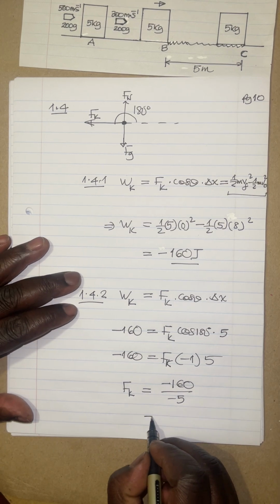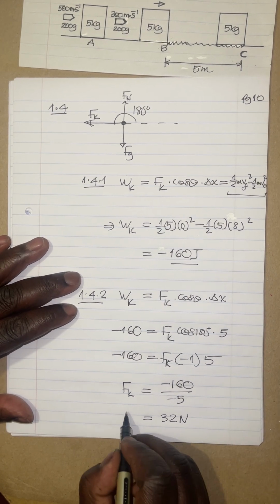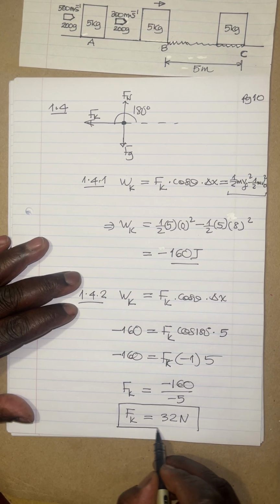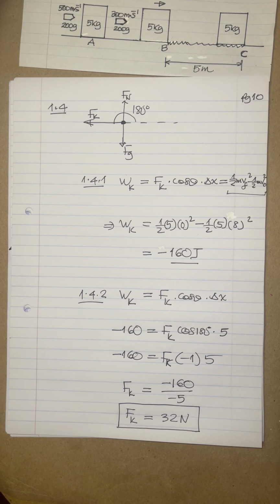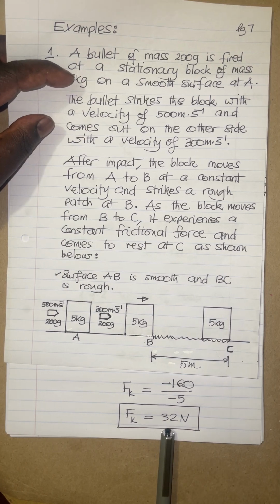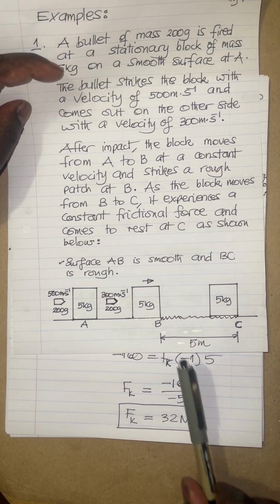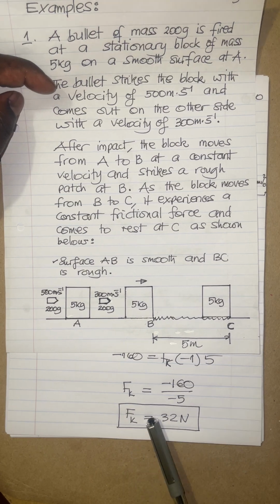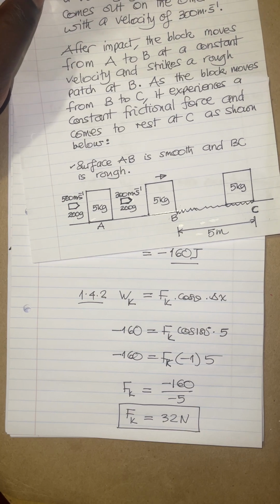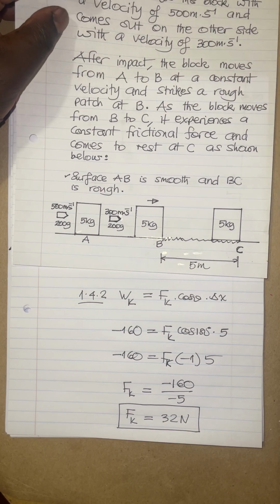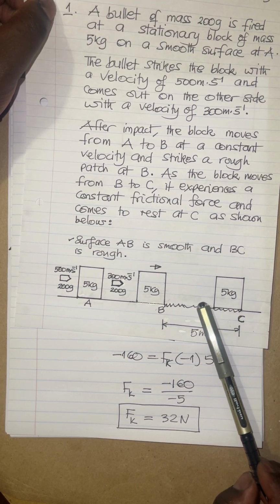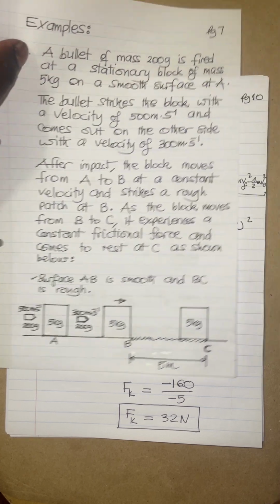So this is actually 32 newtons. Remember, the question is asking us for the magnitude of frictional force. We're not interested in direction, so this is our answer. That means as this block moves from B to C, it experiences a frictional force of 32 newtons. Notice we had to work out work done by frictional force first, and then we were able to work out frictional force from the very definition of work done on an object. There's another question here which is not posed in here. They can also ask you to work out the coefficient of kinetic friction as the block moves from B to C. But we'll look at that in our next video.